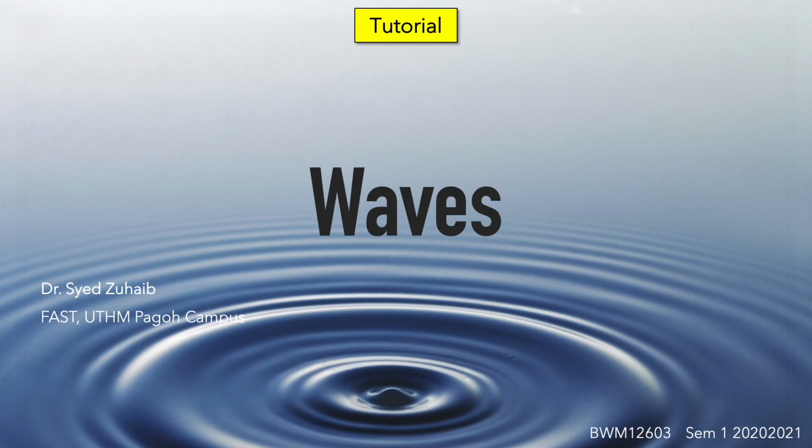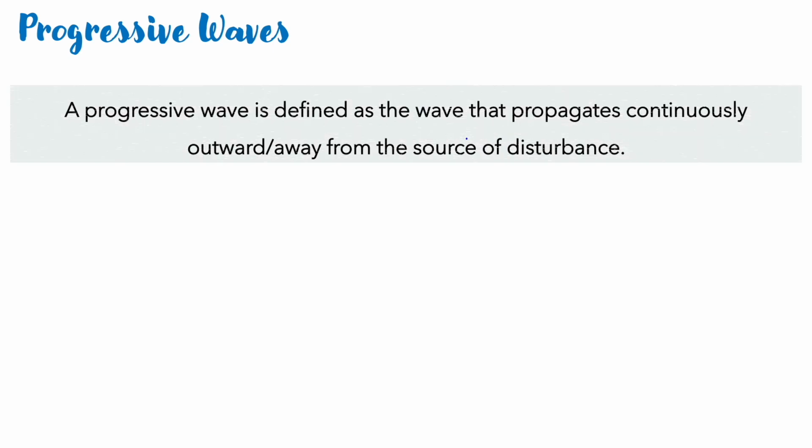This is our last tutorial and it is about waves. Let's first have a concept about progressive waves. Progressive waves are the ones that move, meaning they progress. So a progressive wave is defined as the wave that propagates.